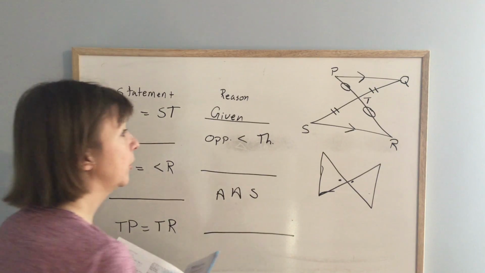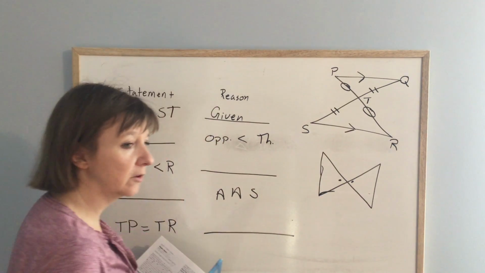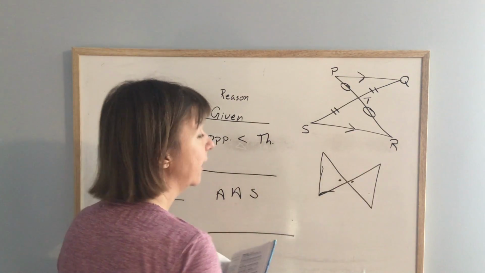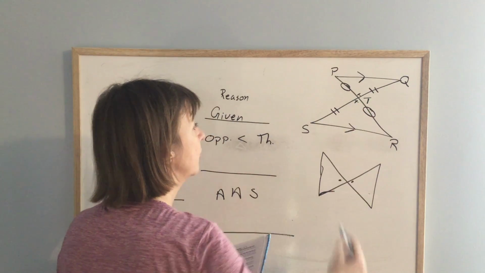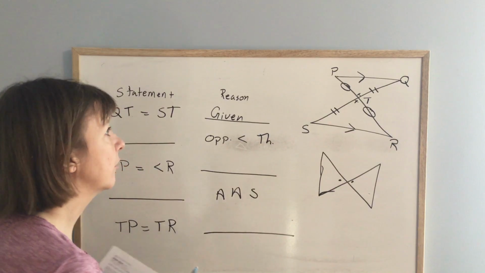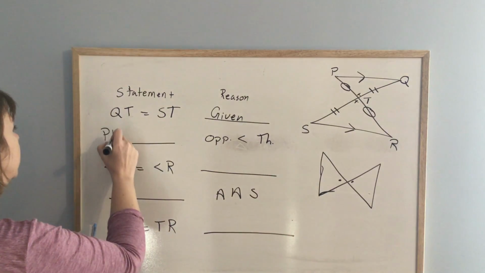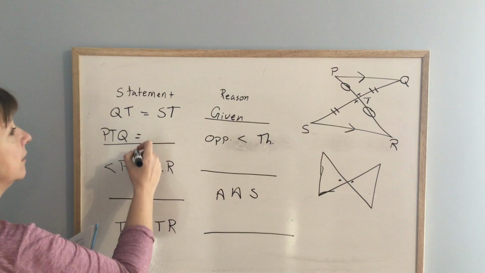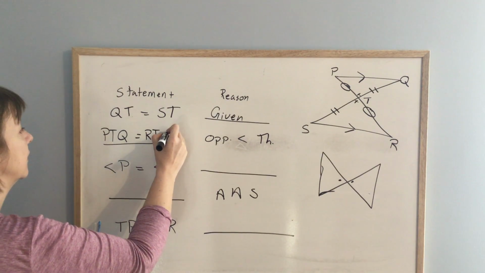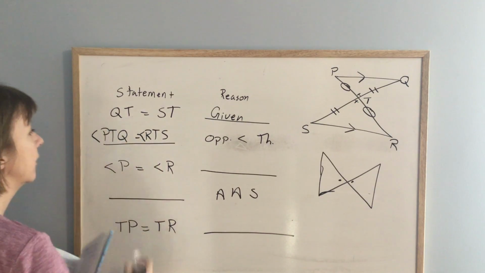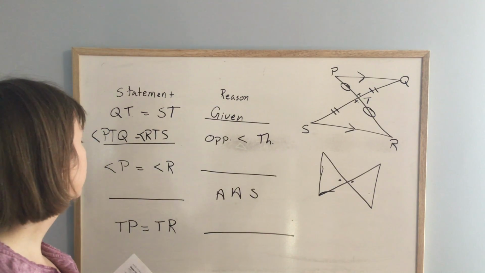Now here's a place where I can't just say angle T is equal to angle T, because what angles do I mean? I want to specifically say this angle in that triangle and that angle in that triangle. So I'm going to say PTQ is equal to RTS. All right, and that's opposite angle theorem.